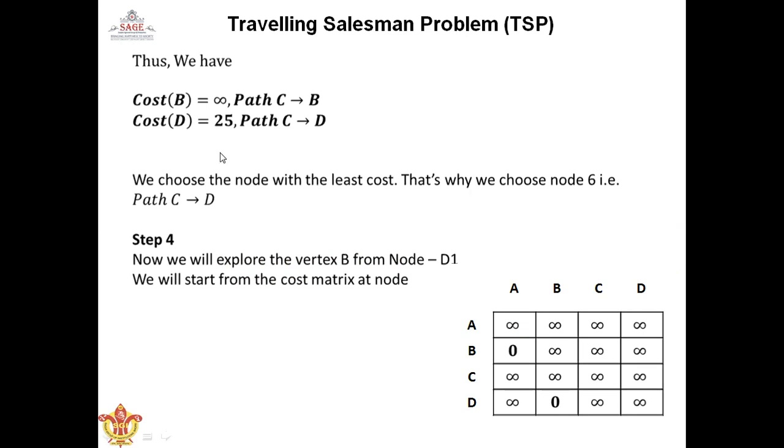From C to B we have infinity, and from C to D we have this 25. We are going to take this 25 because it is the lesser one. Okay. So from node D we'll start the matrix. Let's see, so this is the matrix.